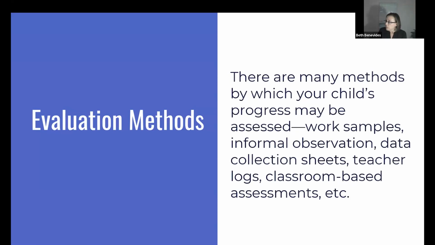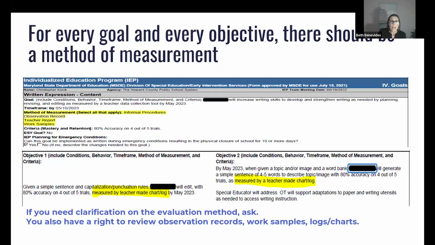There are many evaluation methods by which your child's progress may be assessed. It could be anything from work samples to a teacher chart, informal observation. It could be formal tests and evaluations, classroom assessments. It's important for you to know how your child's progress is going to be tracked on each goal, okay? So every goal has a tracking method. And you'll see that on your child's IEP in the goal area, there will be a method of measurement.